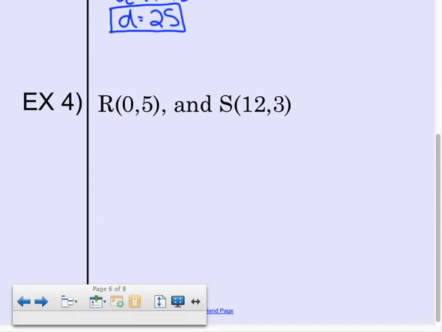All right, we're going to move on to example 4. You're given that R is the point (0, 5), S is the point (12, 3). I'm going to switch it up this time and maybe write this one as x2, y2, and this one as x1, y1. Just to re-emphasize that it does not matter which one you label.